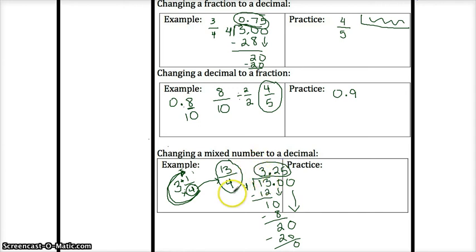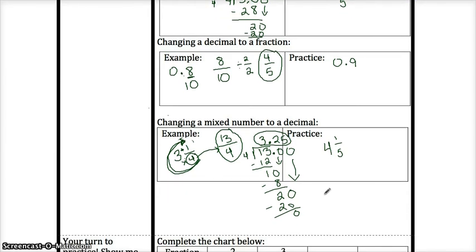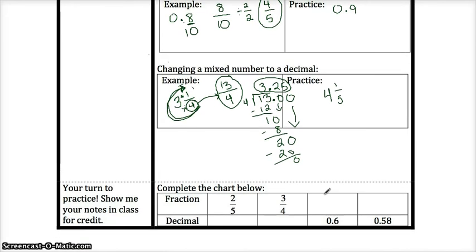So both ways, the first way and this way, both give us the same answer. It just depends on which one works best for you. All right, so for your practice, I'd like you to change the mixed number 4 1/5 to a decimal. You can do it this way by changing it to an improper fraction first, or you can view the 4 as a whole number and just work with the 1/5 fraction. It's your choice. And once you finish that, you can go ahead and move on to the last set of practice that you'll be doing at home today.